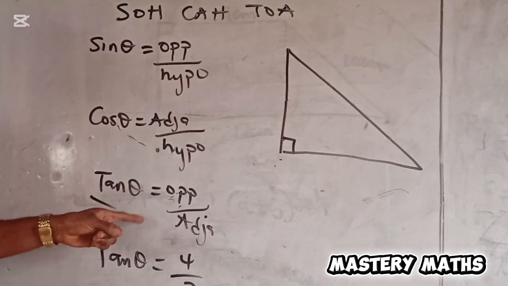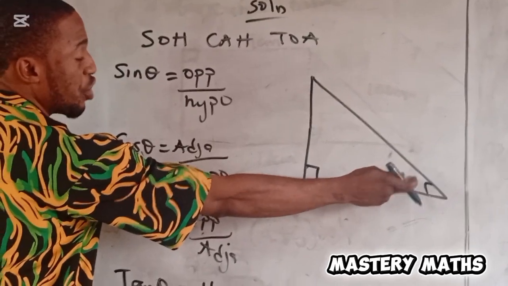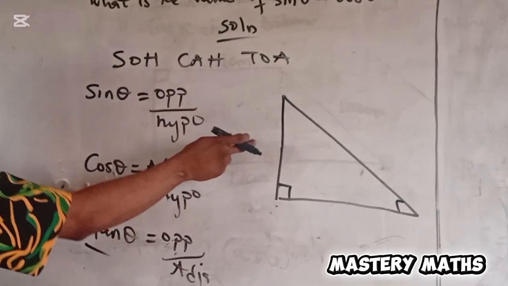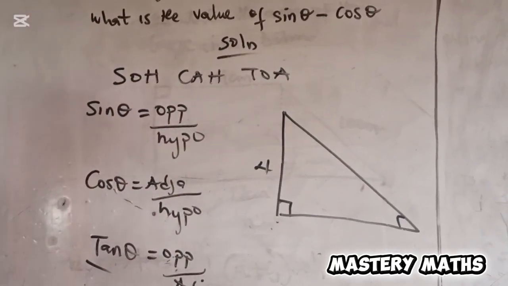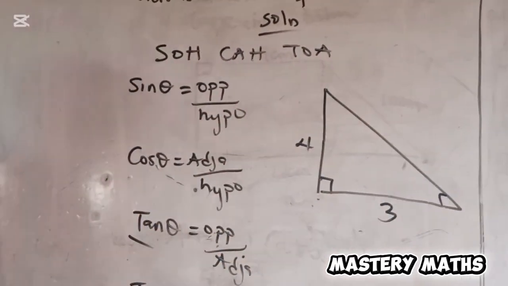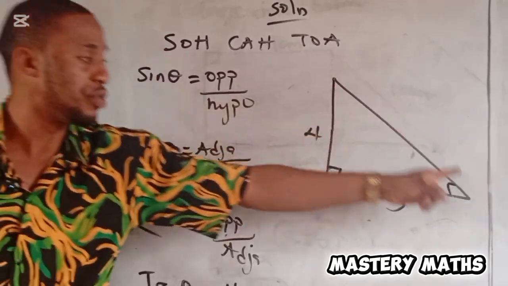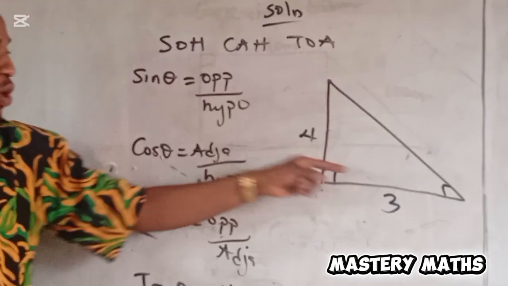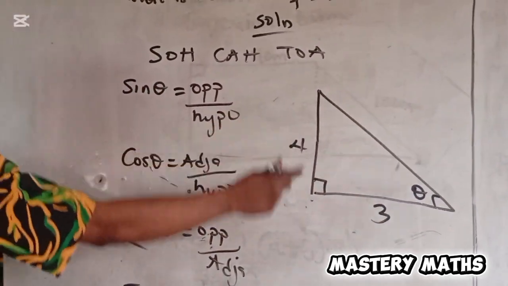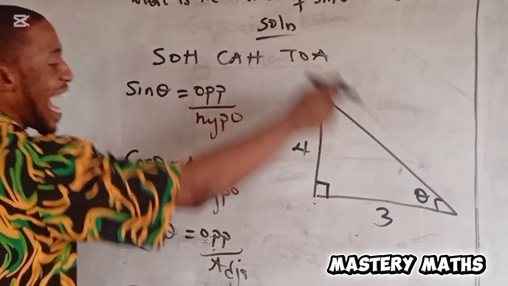Now, in the right angle triangle, where is the opposite? Anywhere the theta is facing is the opposite. So here is the opposite, which is 4. Your adjacent is this way, which is 3. The biggest side of the right angle triangle is called the hypotenuse. The other side is called the adjacent.